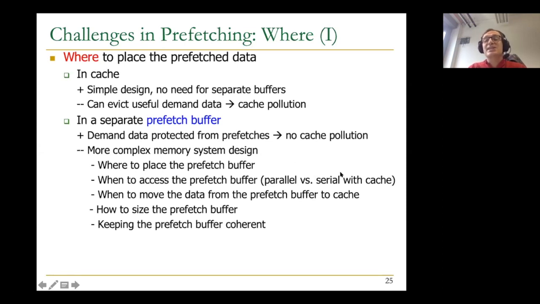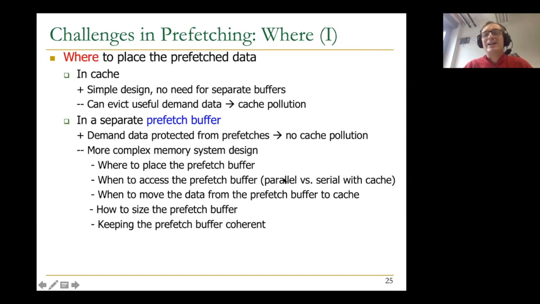Because if you access it in serial with the L1 cache, you're actually increasing your latency. If you access it in parallel with the L1 cache, you may not be increasing the latency. You may get a hit in the prefetch buffer whenever you get a miss in the L1 cache, but concurrent access is always difficult. You may actually have useless accesses. When do you move the data from the prefetch buffer into the cache? Usually when you get a hit in the prefetch buffer, it makes sense to move the data into the cache, but you don't have to, again.